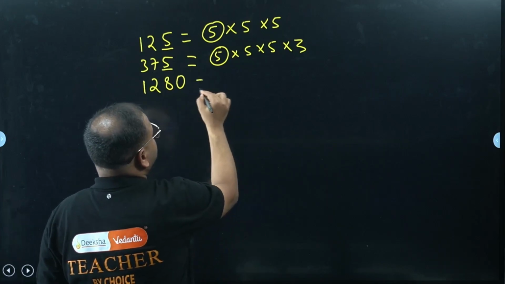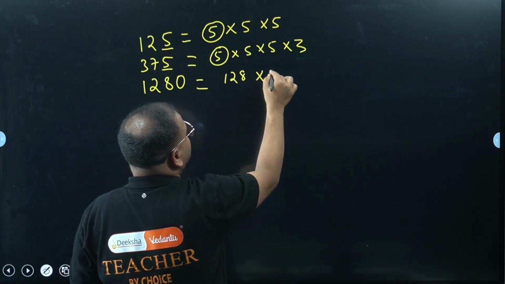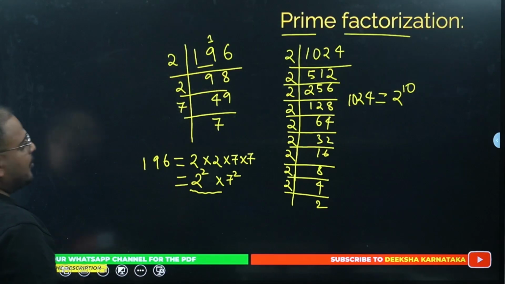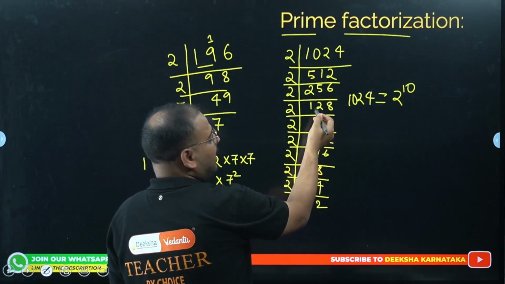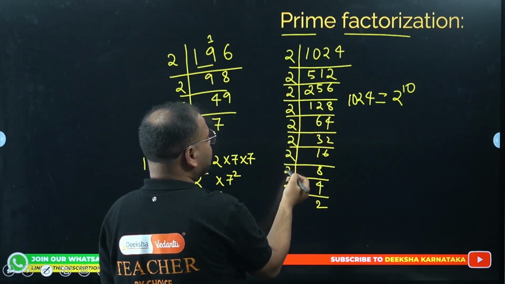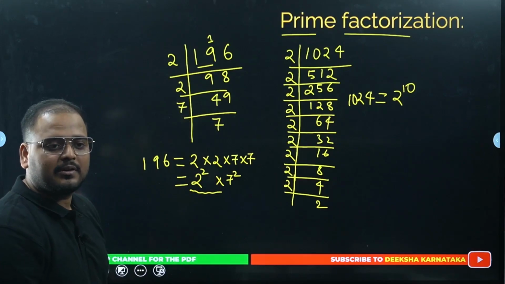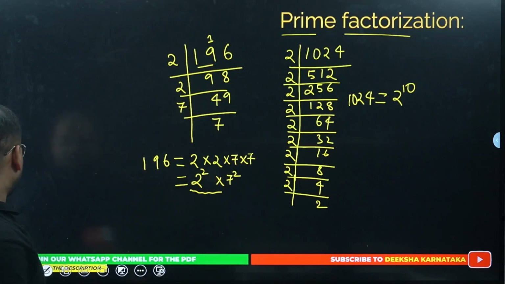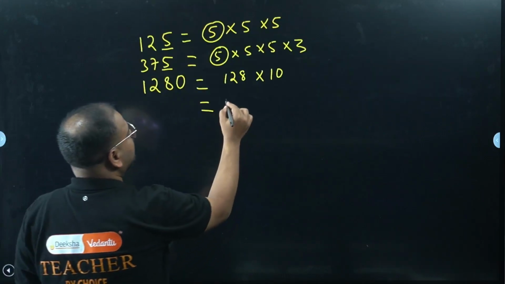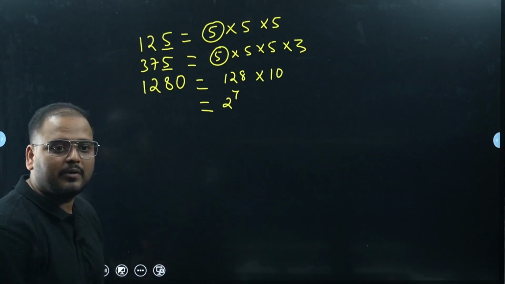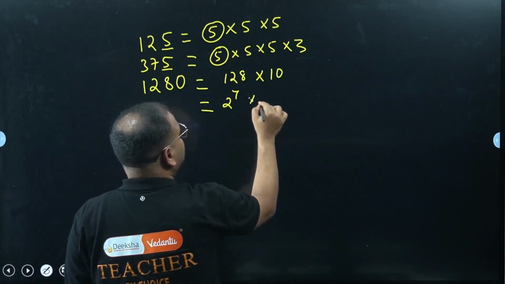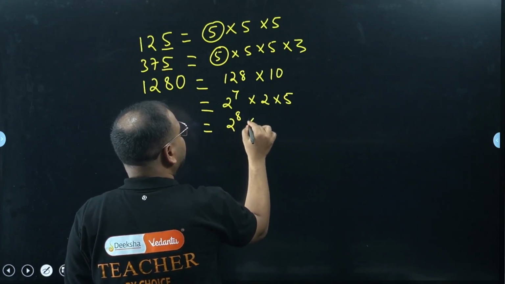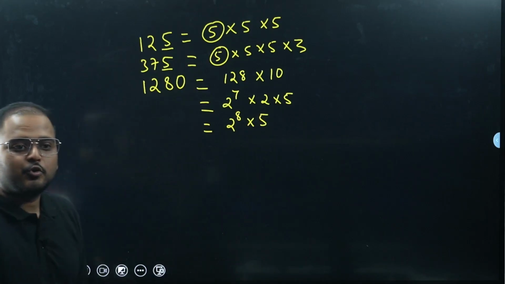How can we write this? 128 times 10. Remember 128? We just did it here. How many times was 2 multiplied in 128? 1, 2, 3, 4, 5, 6, 7. 7 times, right? So I can write 128 as 2 power 7, and this 10 as 2 into 5. So what I'm getting here is 2 power 8 times 5.